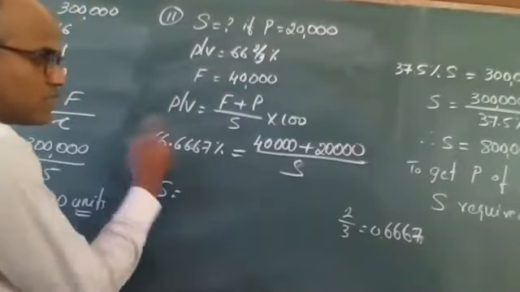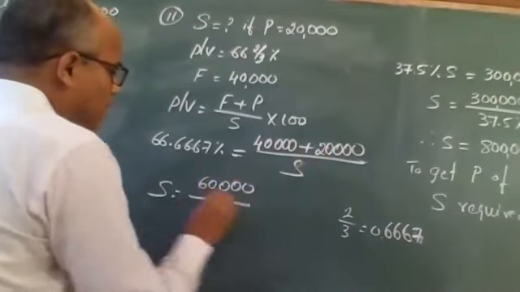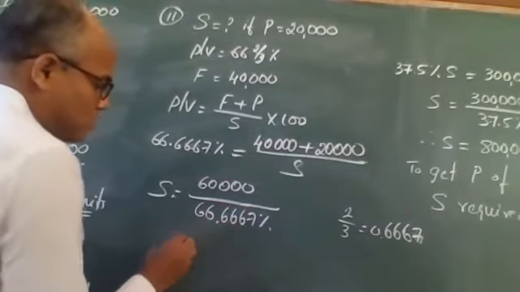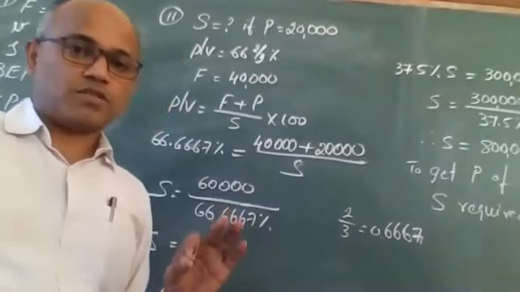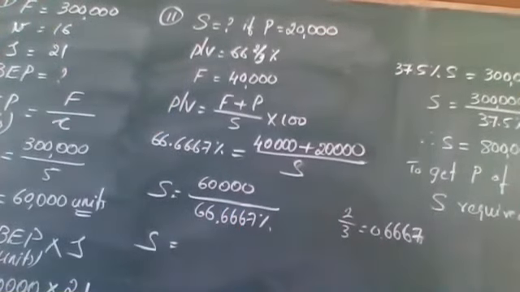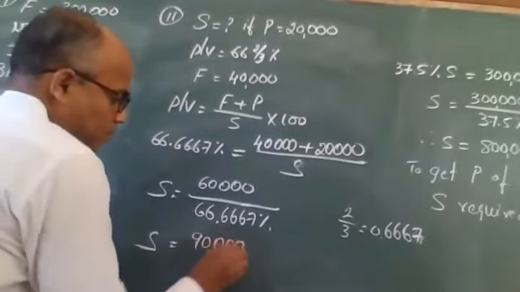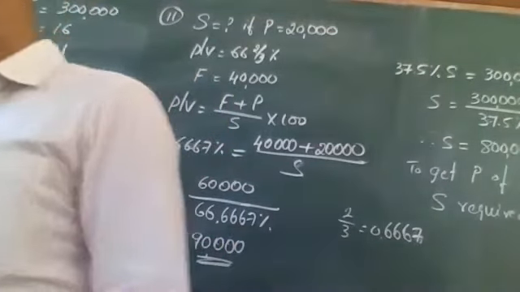So this S will come here, this 66 will go that side. 40 plus 20 is 60,000, divided by 66.6667 percentage. You have to press 66.6667 percentage, and that will give you the answer. How much? 2/3 means it should be 90, right? Is it okay? Yes, sir.